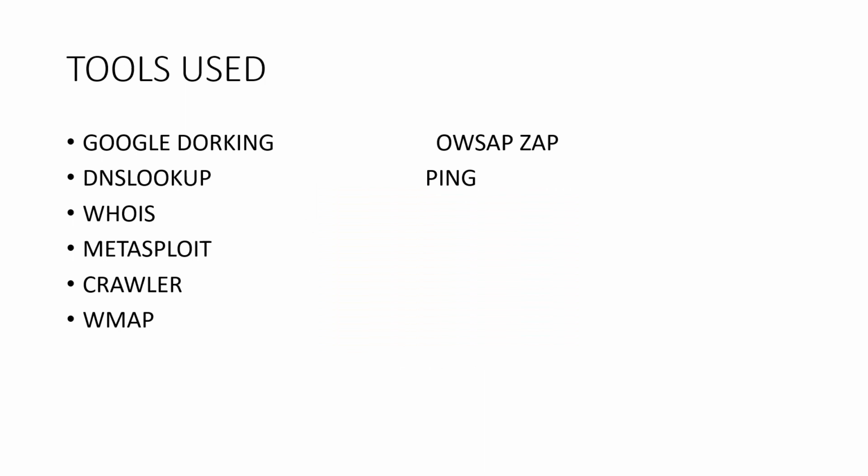Going on to the tools used. The first tool that we used was Google Dorking. As we know, Google is the database of information all over the world. As an ethical hacker, using Google Dorking makes passive information gathering very easy, and we use it every time for information gathering in any penetration testing. DNS lookup is used to find the domain names of the website, their IP address, and other things.